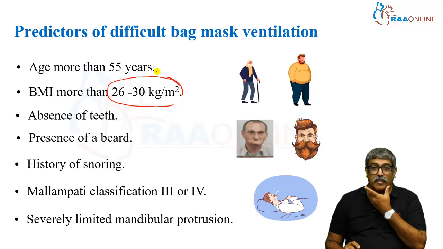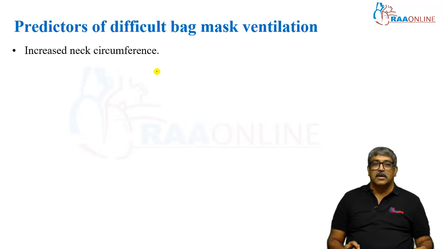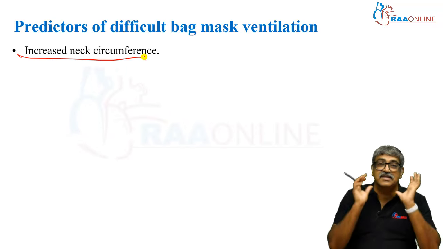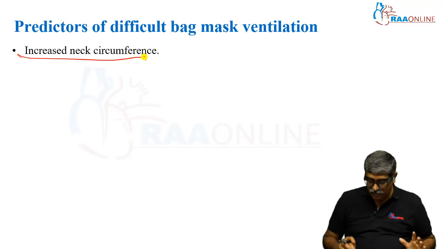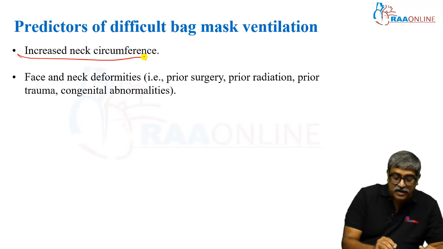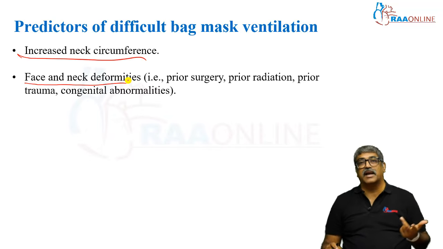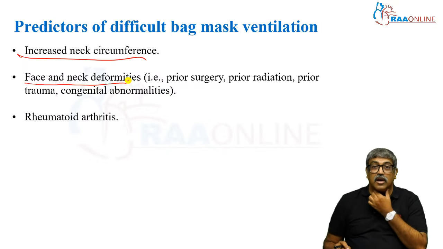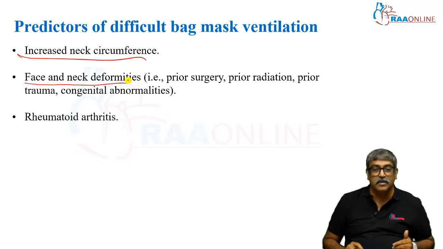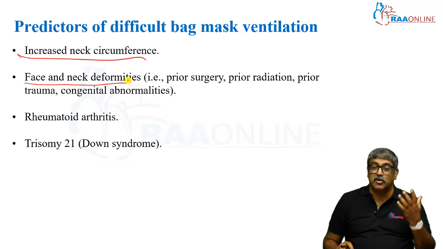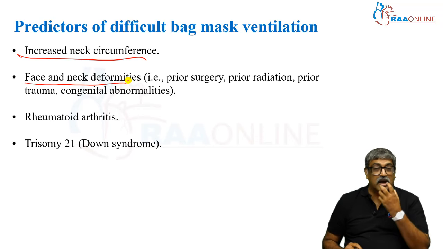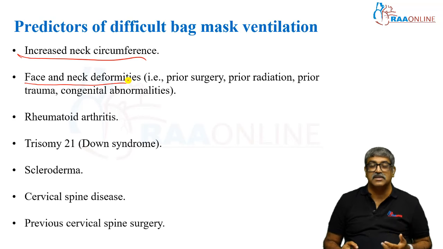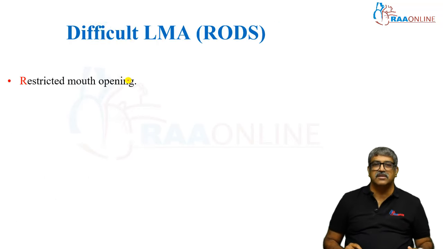Severely limited mandible protrusion. Clinical parameters for difficult bag mask ventilation: increased neck circumference or presence of buccal pad of fat, face and neck deformities, prior surgery, prior radiation, prior trauma or congenital abnormalities, rheumatoid arthritis, where you might have a stiff neck, trisomy 21, where you have a high arched palate and a large tongue, scleroderma, cervical spine disease and previous cervical spine surgery.